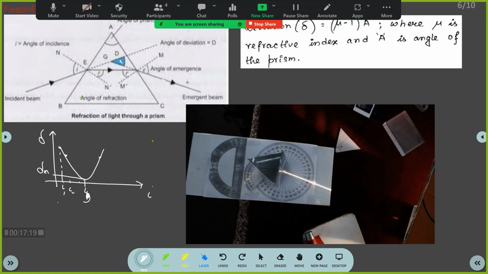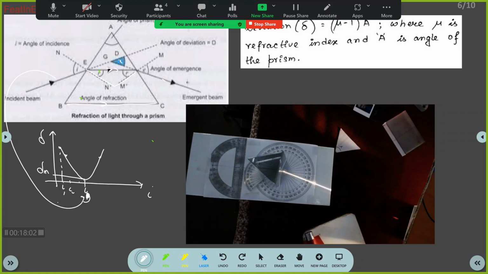At that time, you will find that the refracted ray will be parallel to the base. At the minimum angle, the refracted ray will be parallel to the base. For a particular angle of incidence, the angle of deviation will be minimum; otherwise, it will be larger. That's what we saw there. Now if you complete this quadrilateral, AENM, you can see the following.